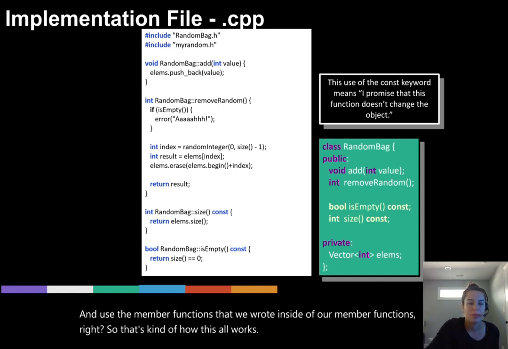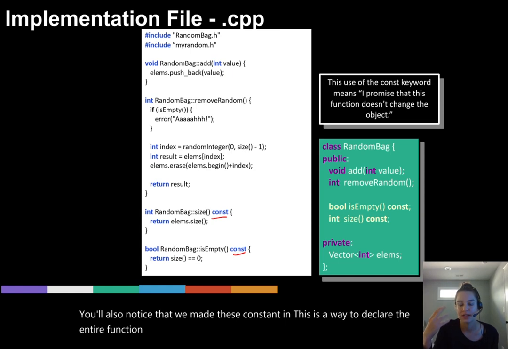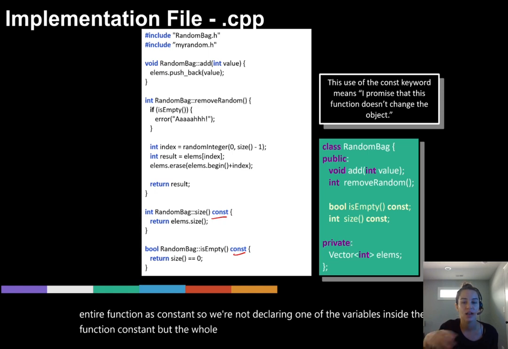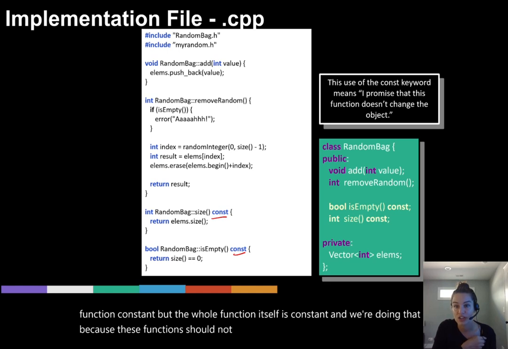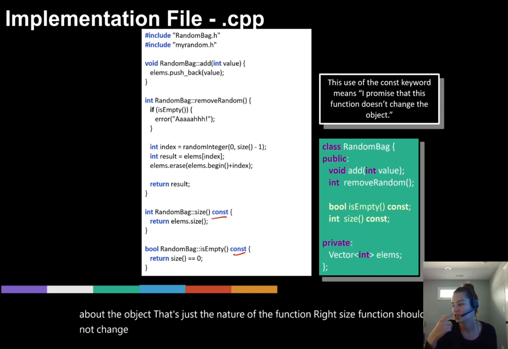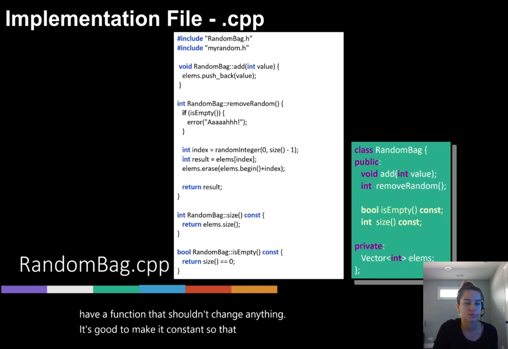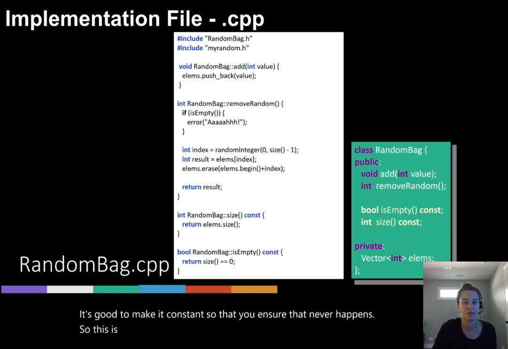You'll also notice that we made these constant, and this is a way to declare the entire function as constant. So we're not declaring one of the variables inside the function constant, but the whole function itself is constant. And we're doing that because these functions should not change anything about the object. That's just the nature of the function, right? Size should not change anything, isEmpty should not change anything. So if you have a function that shouldn't change anything, it's good to make it constant so that you ensure that that never happens. So this is our .cpp implementation file.